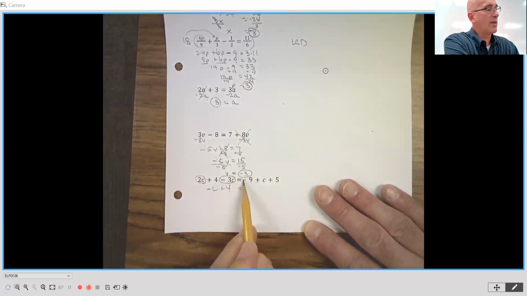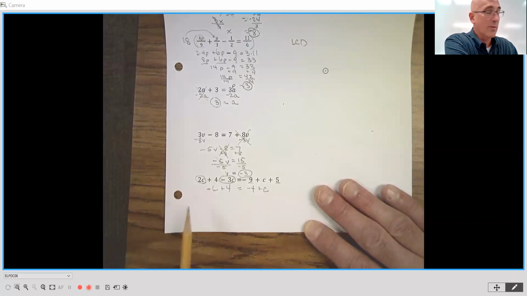On this side, I have a negative 9 and a 5. I'm going to combine those. So negative 9 plus 5 is negative 4, and then I have a c. Okay. So I can move, it looks kind of weird. I mean, I have a c and a 4 and a c and a 4 and a bunch of negative signs. Remember, we have to now move the variables to one side and the constants to the other.